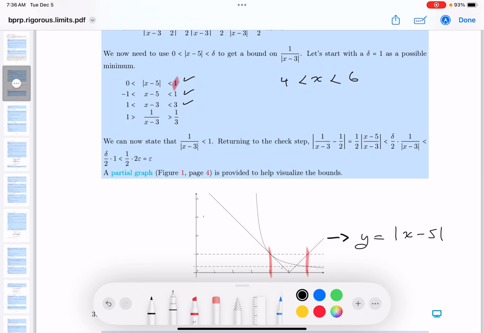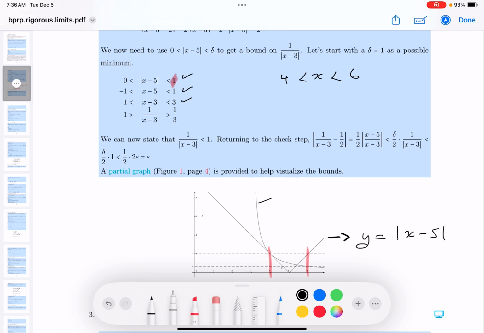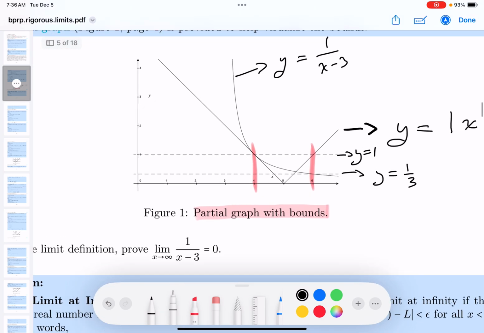I want to point out where that's being graphed out, by the way. This curve over here is going to be y equals 1 over x minus 3. I put in 2 other lines over here. This is y equals 1, and this is y equals 1/3. All right, I'm going to blow this up with my finger.